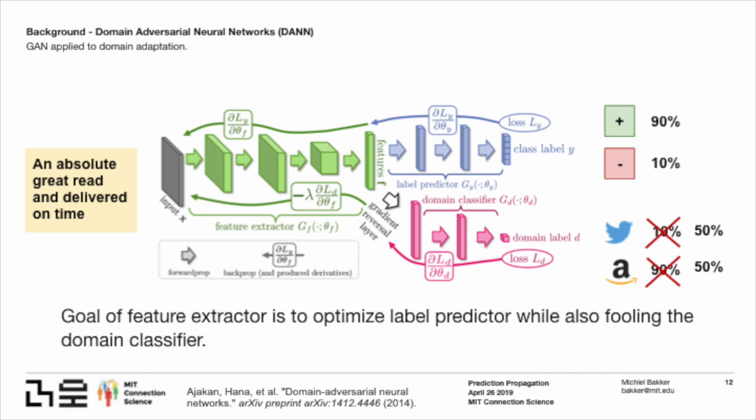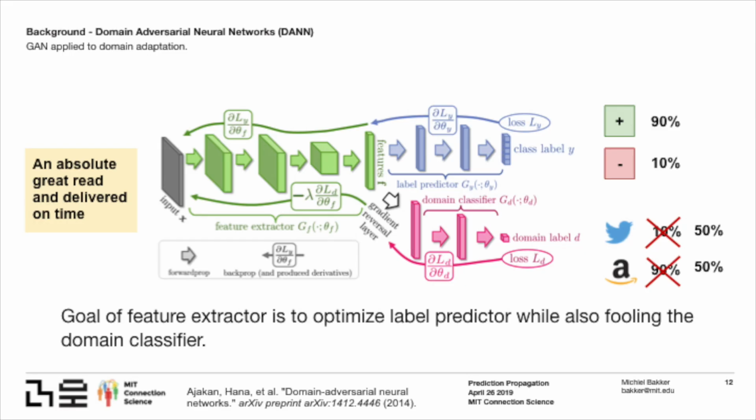What we do now is that the trick is, and that's why it looks like the GANs, the generative adversarial network, that we train this part of the network to fool this domain classifier. So we're trying to still do well on predicting sentiment, but deliberately not do well on this domain classifier.